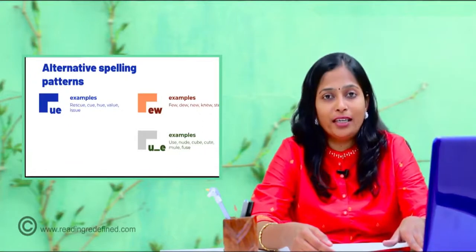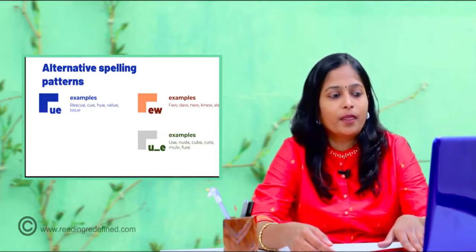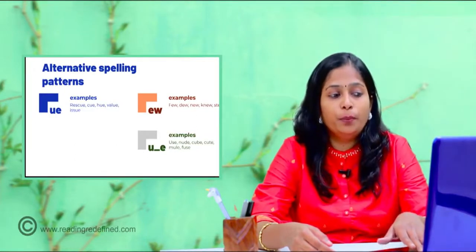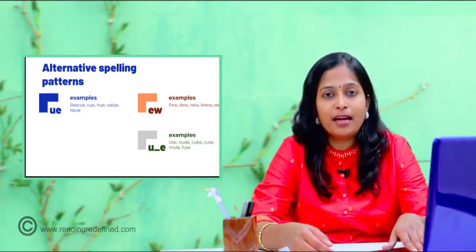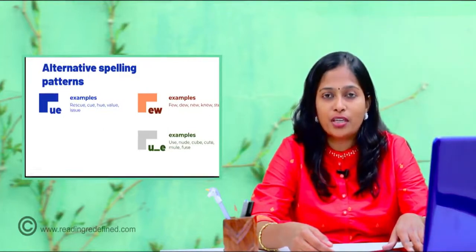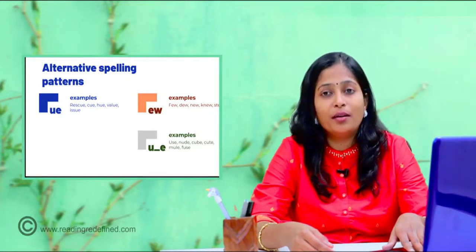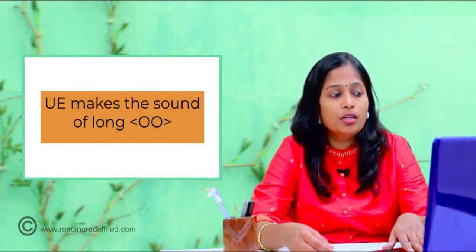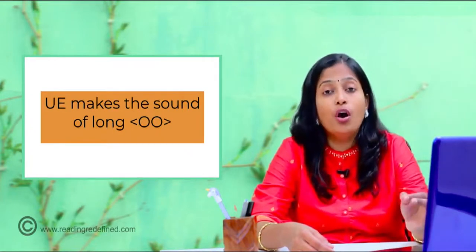Alternate spellings for UE. EW takes the sound of U and U-E takes the sound of U as well. Like screw, chew, blue, stew, through, and grew, new, newt, pew. So the UE spelling pattern: glue, true, blue, clue, cue, argue, statue, rescue, tissue. UE makes the oo sound, like blue. We don't say it as blue, instead we take it as oo, blue, glue. So we have a list of words where it takes the long oo sound.